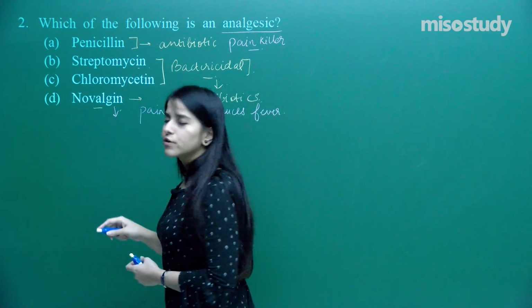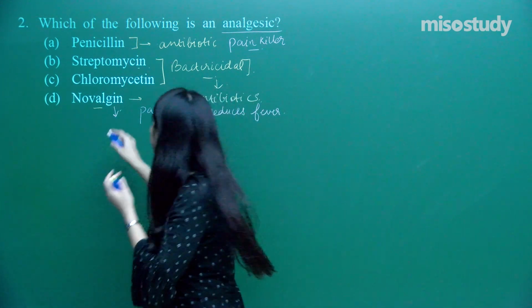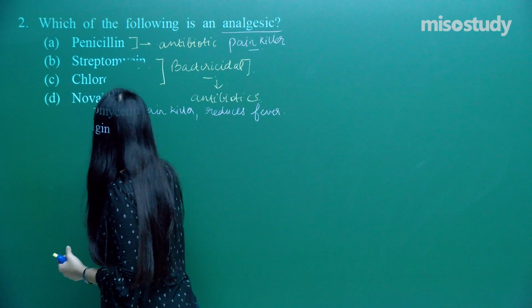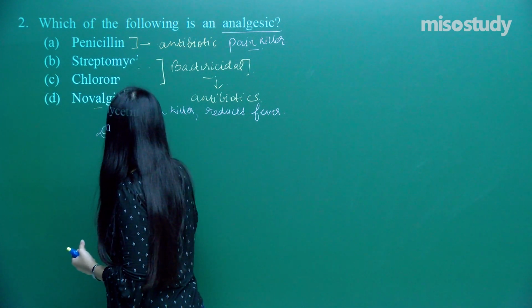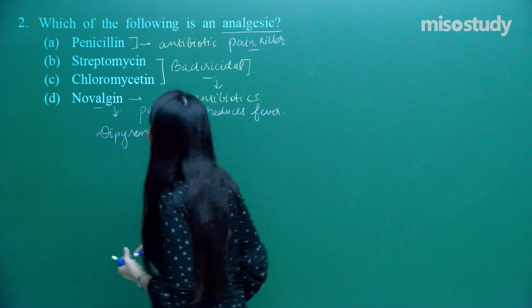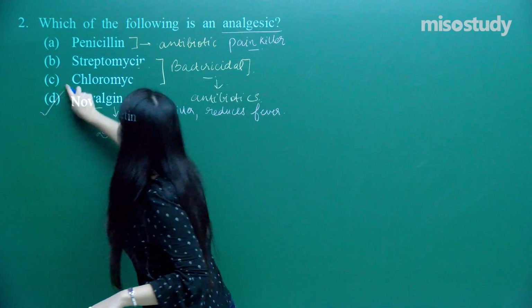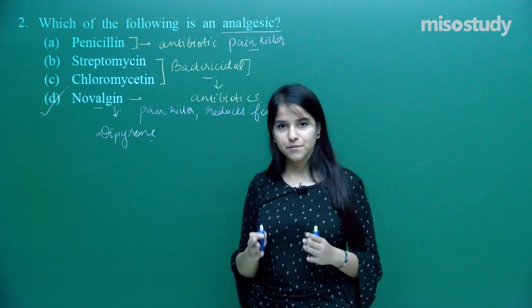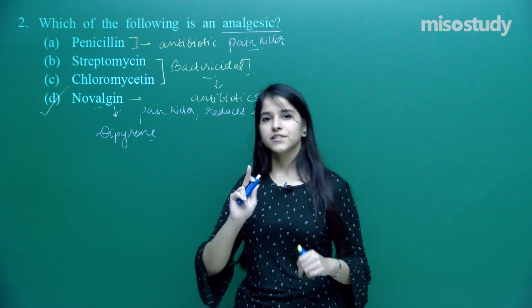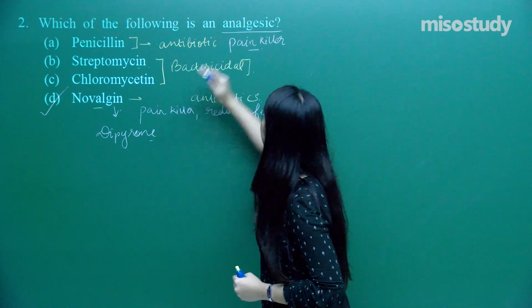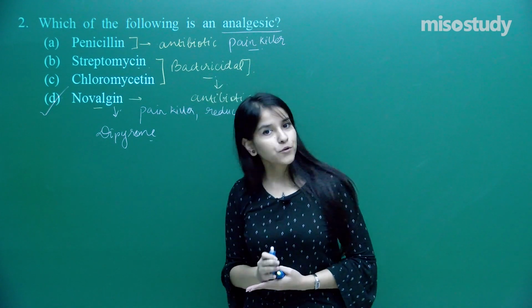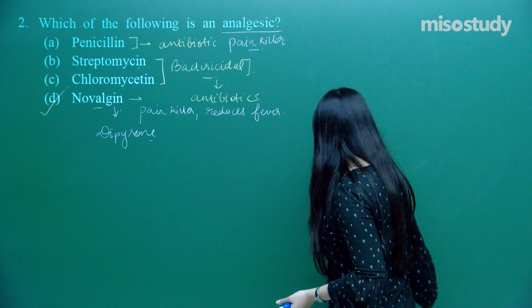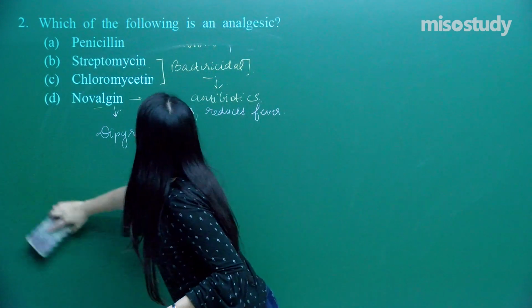And the compound involved in the Novalgen is dipyrone. So that is what we have. And the answer would be D, because all the others are antibiotics. Only one is left, that is the antipyretic or analgesic, we can say. So I hope you have got the point over here. Now let's move on to the next question.